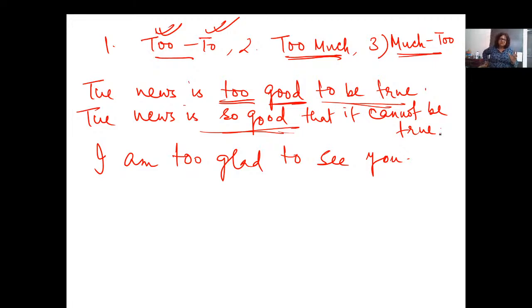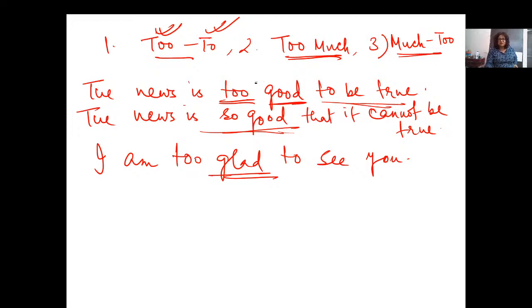So that's why the news is so good that it cannot be true. Clear, Shweta? Suma, Mona Kumari, all are saying that correct, but Sagarika saying wrong. Yes, Sagarika, absolutely. This is the wrong sentence. I am too glad. Glad is a positive word, dear.